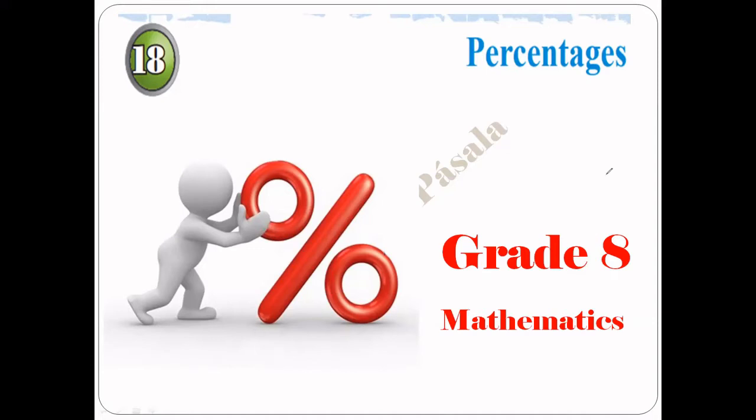Percentage is a fraction with denominator 100. Then 1 over 100 is similar to 1%. Okay, 1 over 100 is equal to 1%.